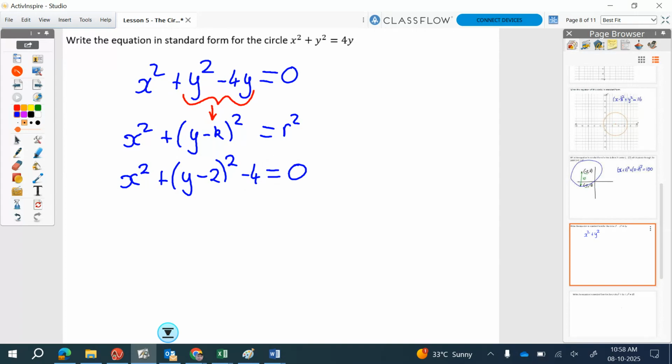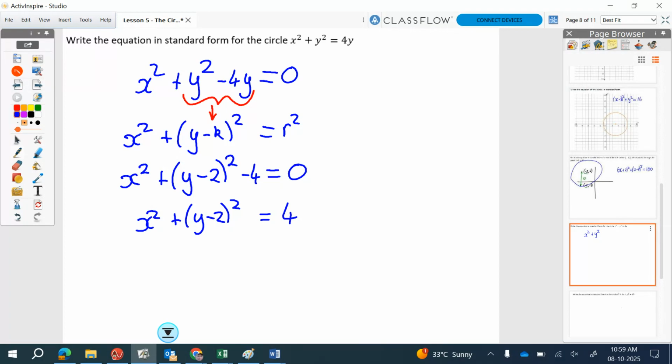So if we complete the square, we'll get this. Rearranging, we've got x squared plus y minus 2 squared equals 4. The radius is 2. Discuss with the person next to you. Remember when we did completing the square? You separate the four and complete the square.